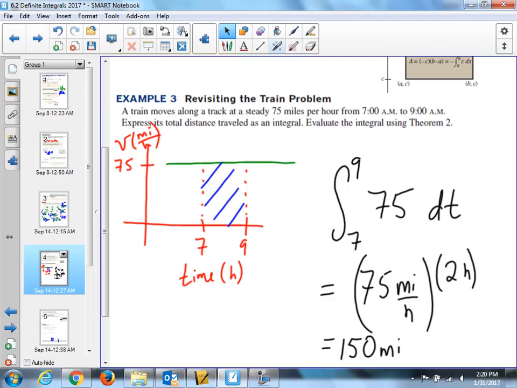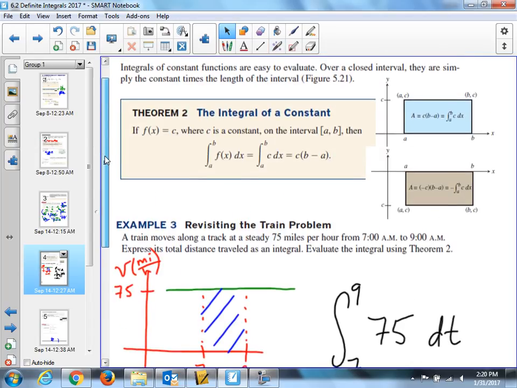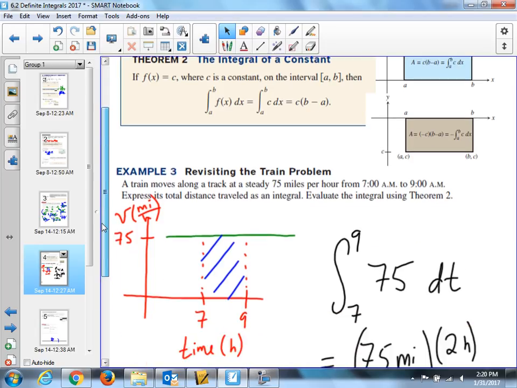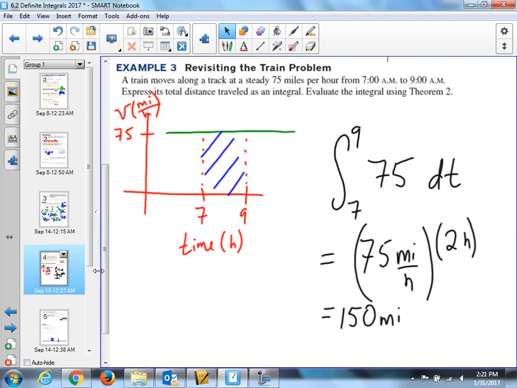Now, that's the theorem 2 up here, the area. If you know how to find it for a constant, it's just a rectangular area. It's not a big deal. So that's a simple equation. I'm going to just flip here. Are we good?